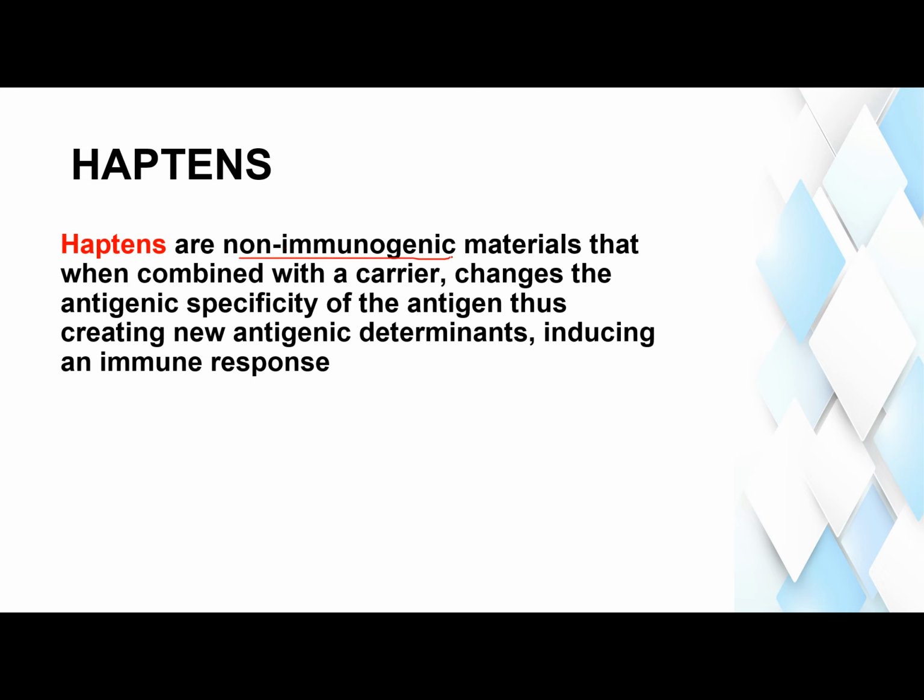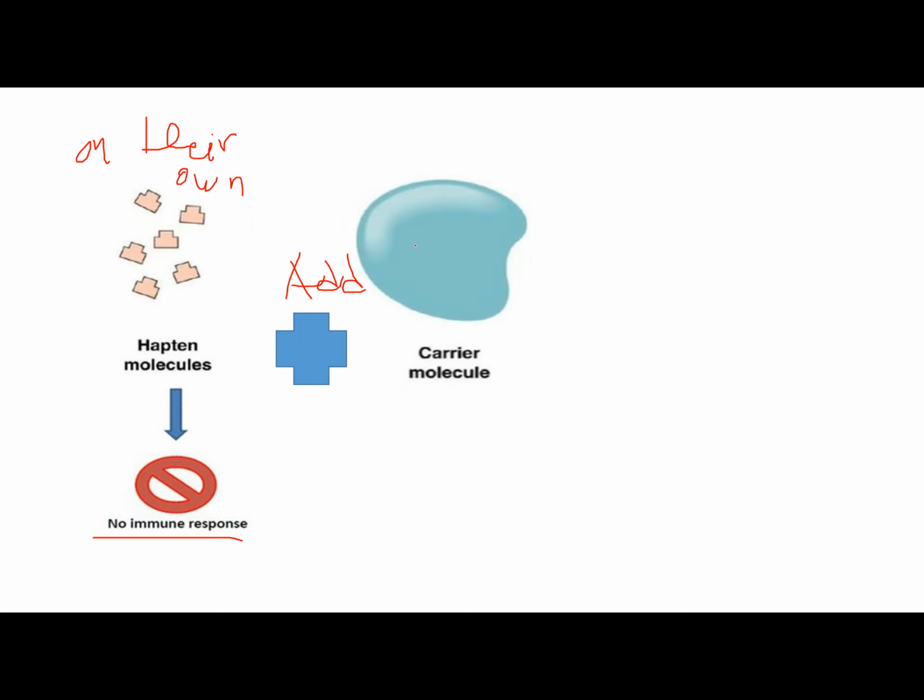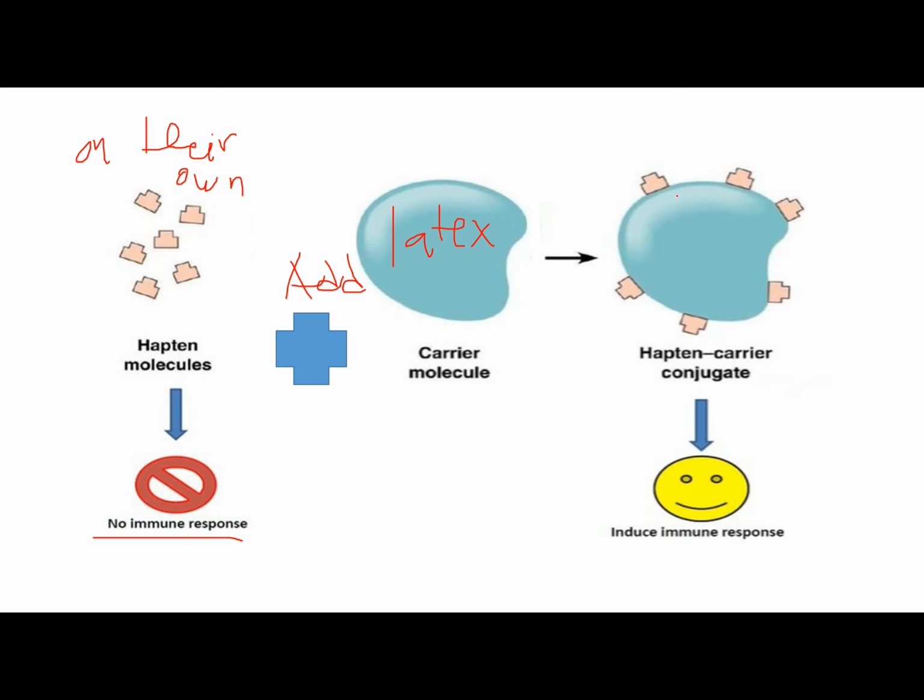Let's continue. Now let's talk about your haptens. Haptens are non-immunogenic, meaning they are not able to cause an immune reaction. They would require a carrier that would change its antigenic specificity, thus creating an antigenic determinant inducing an immune response. Now, for you to better understand this, this is your haptens. Haptens on their own won't be able to cause an immune response, but if you add a hapten and a carrier molecule, an example of a carrier molecule would be your latex, the hapten would attach to the surface of the carrier molecule, and it would form your hapten carrier conjugate. Now, this one is now able to induce an immune response.